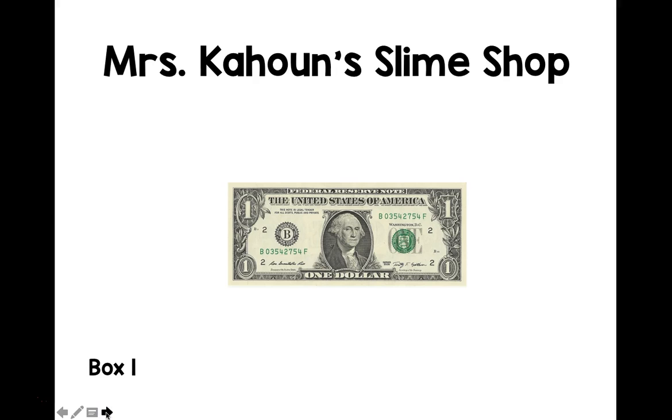We are going to be visiting Mrs. Cahoon's slime shop. Mrs. Cahoon is selling slime and we are going to buy some from her. In box 1 you're going to need to write something, but not quite yet. We are going to be buying some slime, but we only have dollar bills. That's why this dollar is here. So no coins, only dollars in our wallet.